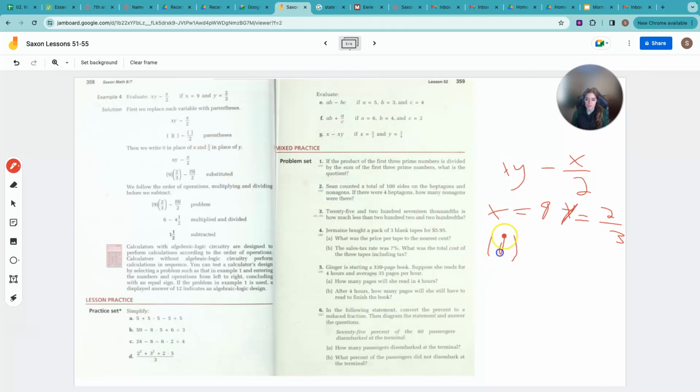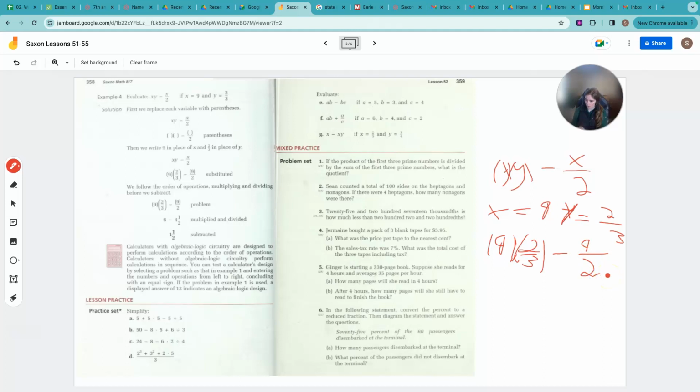So, we have 9. And we're doing this because it's basically x times y. So, we have 9 times 2/3. Like I said, I would always set this up at least outside of the calculator, and then you can use it. But just make sure you get it set up correctly. 9 times 2/3 minus 9 over 2.